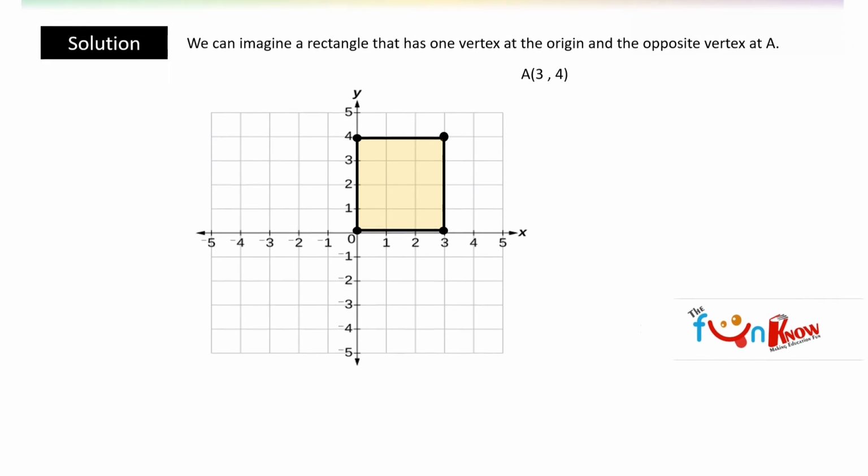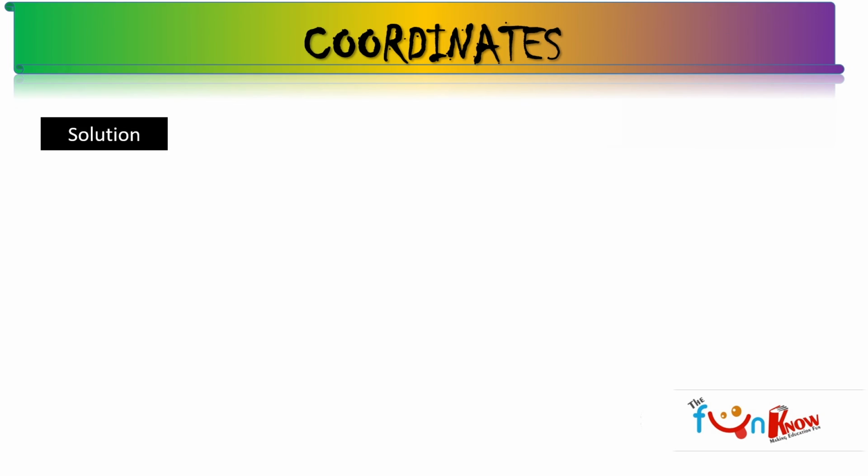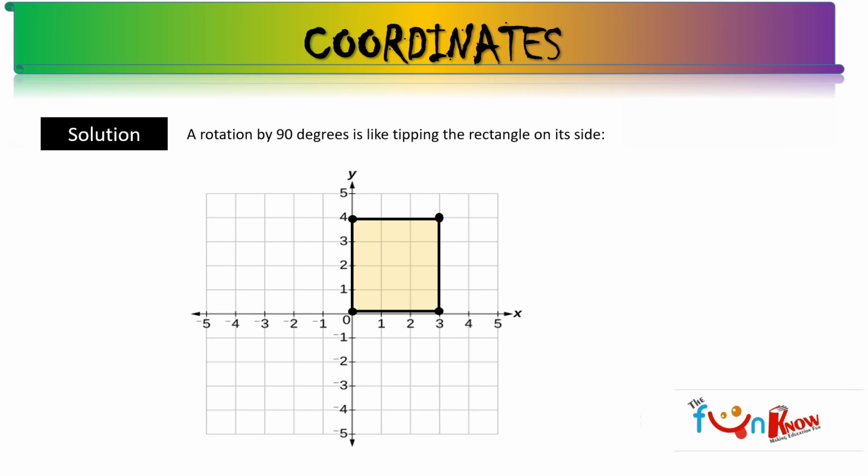Now we'll go towards the solution, what exactly it is and how we will rotate this point A (3, 4) and find out the new point A dash. This was our question, students, which is already given, A (3, 4). Now we have to tilt this rectangle by 90 degrees, tipping this rectangle on its side. It will look something like this, students. So our point was A (3, 4). Now we can see our new point is this. So point A is moving here. This is our A dash, a new point.